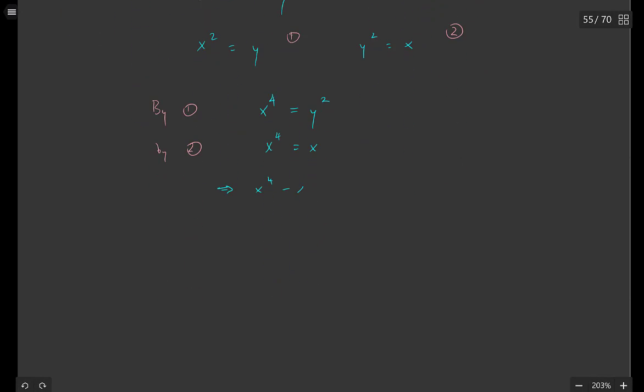Let's rewrite this as x to the power 4 minus x equals 0. Factor out an x. I've got x times x cubed minus 1 is equal to 0. And then we can also factor out an x minus 1, multiplied by x squared plus x plus 1. So we've got two solutions here: x equal to 0 would satisfy this equation, and x equal to 1.